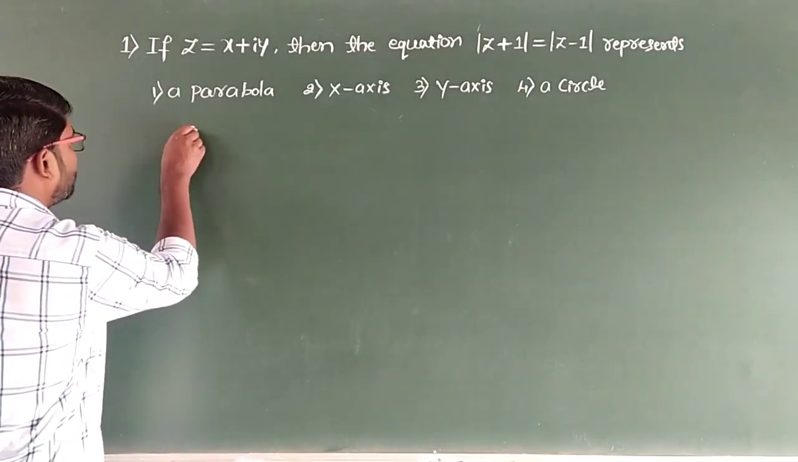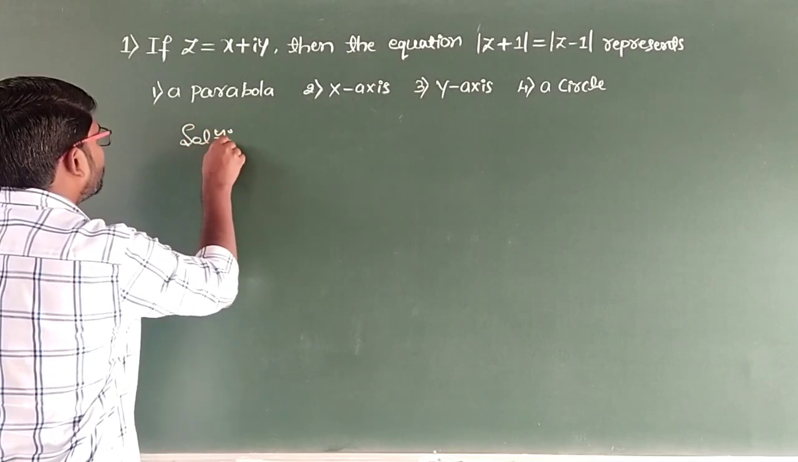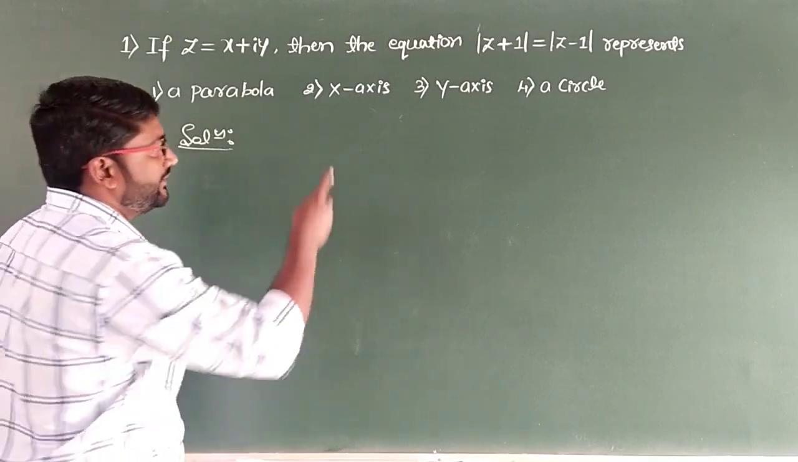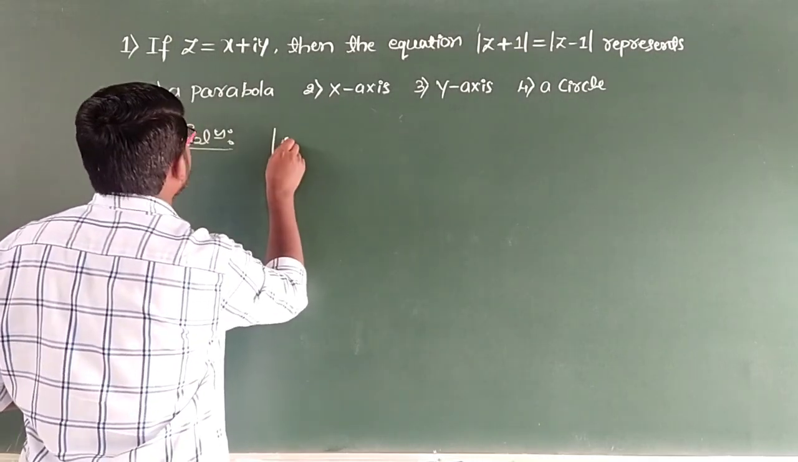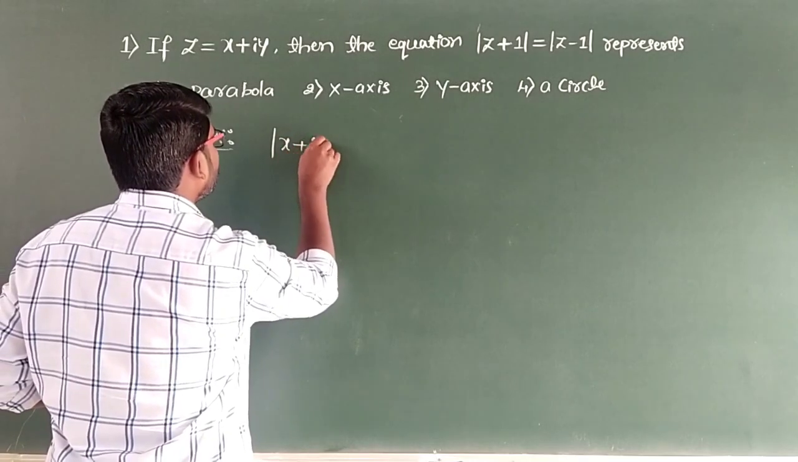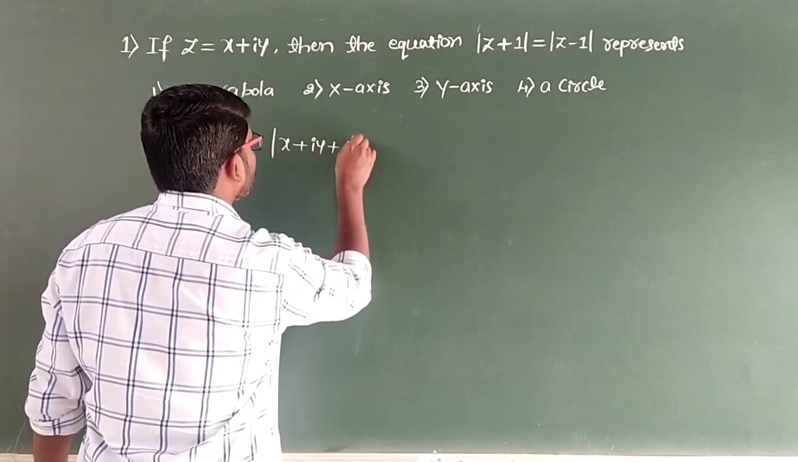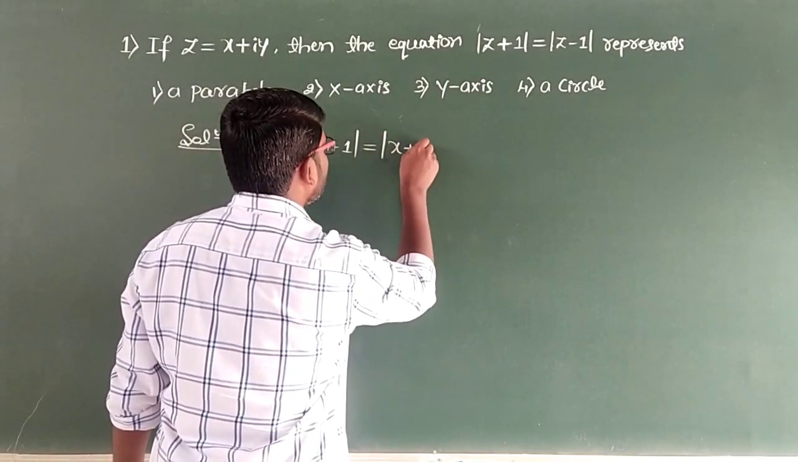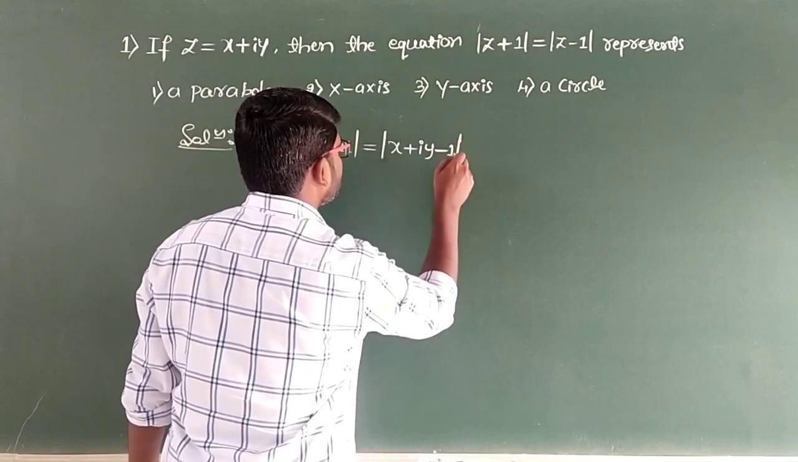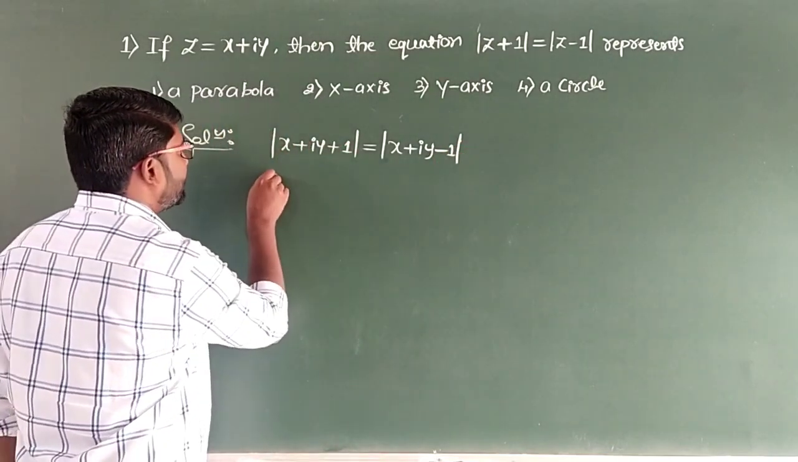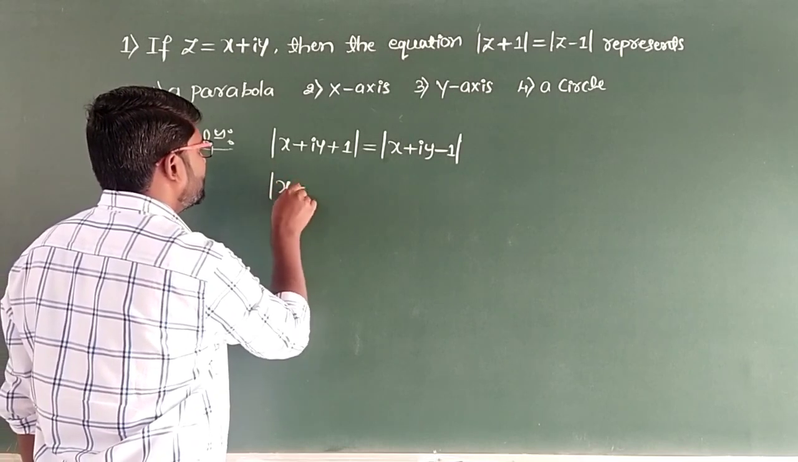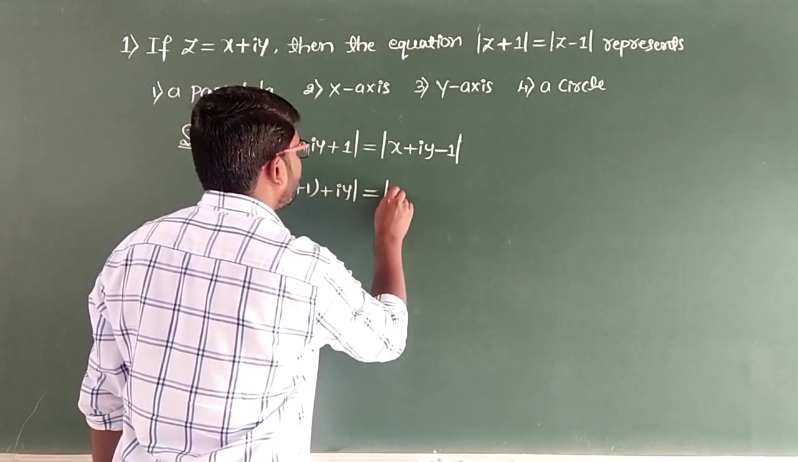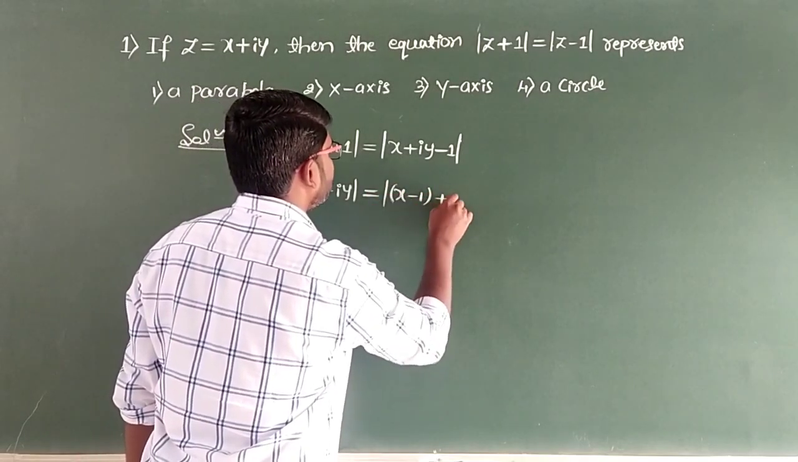So let us take up the given condition here. They have given it clearly, z is nothing but x plus iy, it is a complex number. So directly I will be substituting the z value now, which is mod x plus iy plus 1, this is equals to mod x plus iy minus 1. So now let us separate the real parts here. X plus 1 plus iy, this is equals to x minus 1 plus iy.